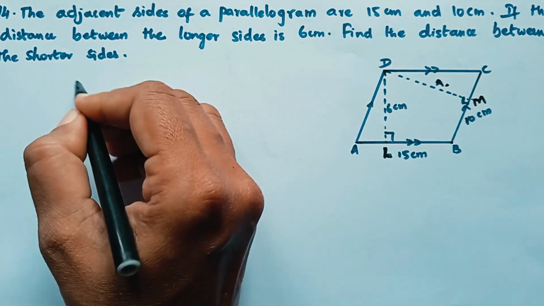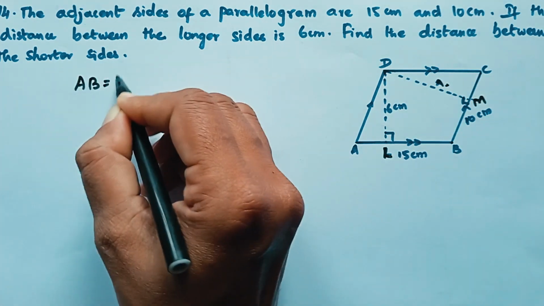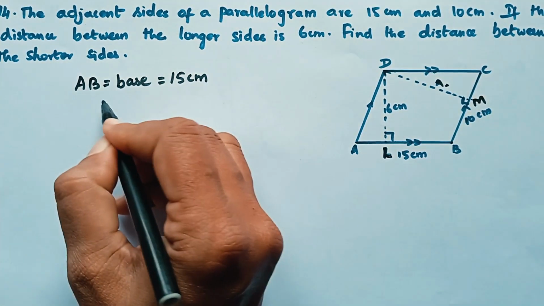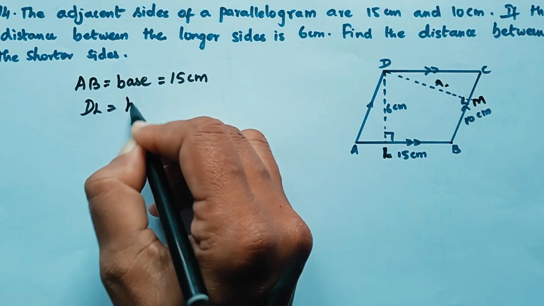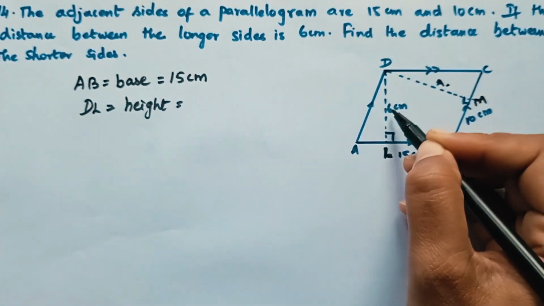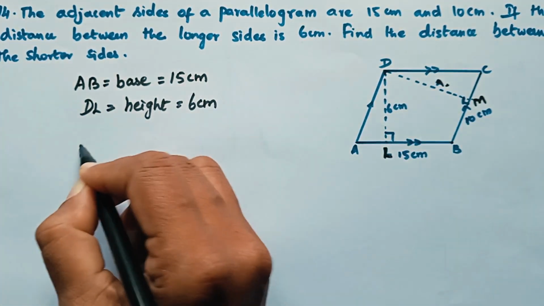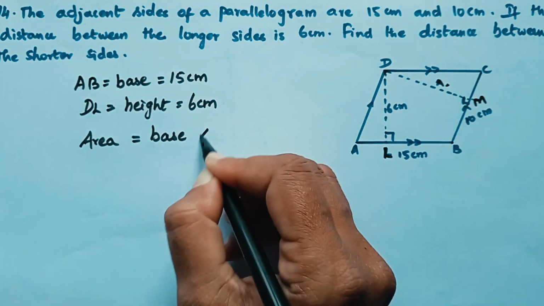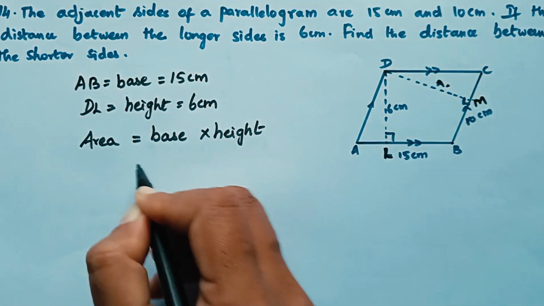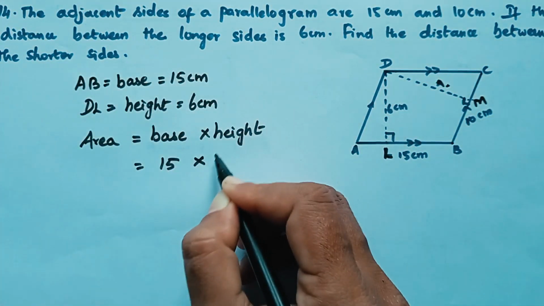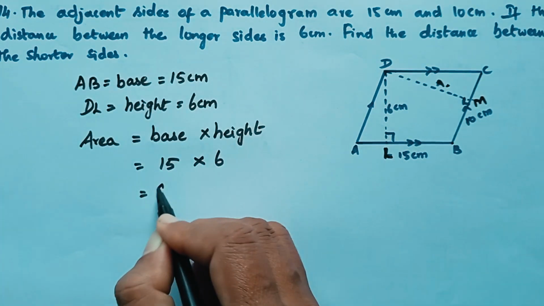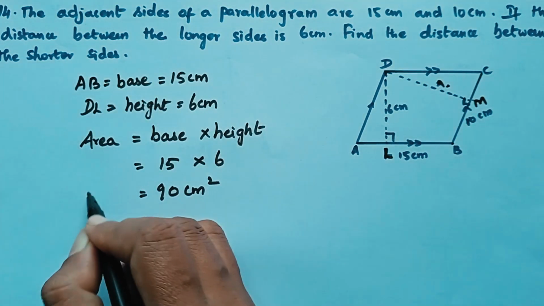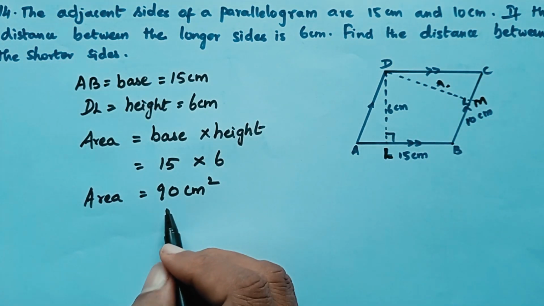First, given AB, which is nothing but the base, is equal to 15 cm, and DL, which is nothing but the height, they have given as 6 cm. From this we can find the area of the parallelogram with the formula: area is equal to base into height. So here base is 15 cm into height 6. So 15 into 6 is 90 cm square. So the area of the parallelogram is equal to 90 cm square.